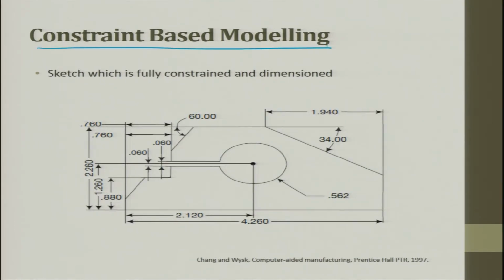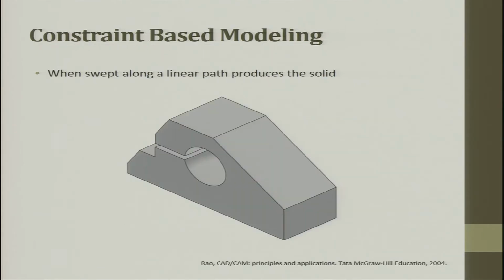In constraint based modeling, the sketch is fully constrained and dimensions are given here. You can also try to establish a relationship between all these angles as well as the side edge length, and define it as a library function. All you have to do is define some 3-4 points, and the moment you define these points, the rest of the object gets constructed. So, in constraint based modeling, you do a 2D sketch and then stretch it either in the positive or negative direction, and you get a complete object. When sweeping along a linear path, the solid is made.